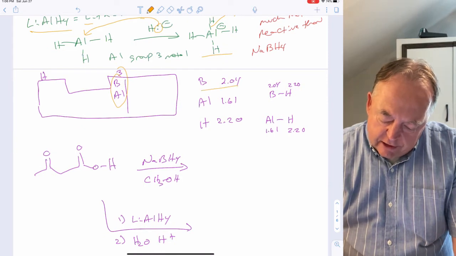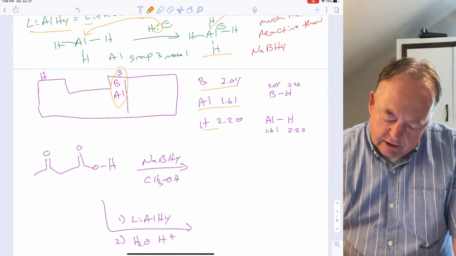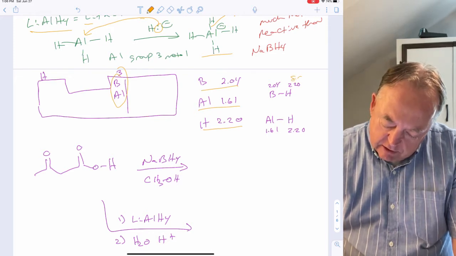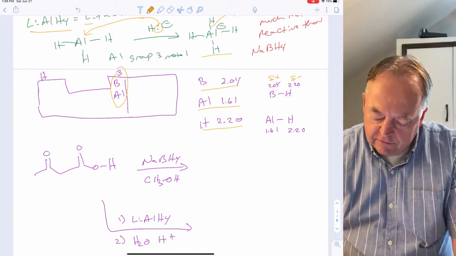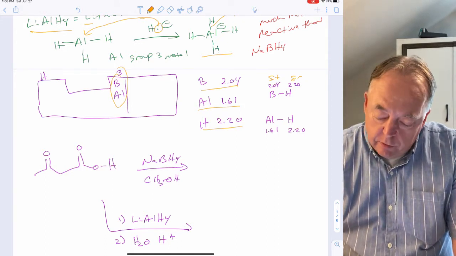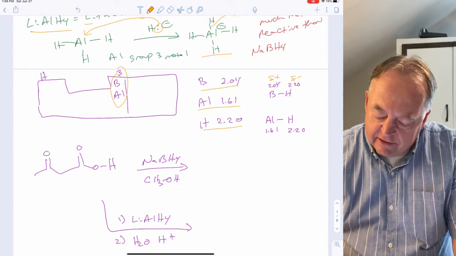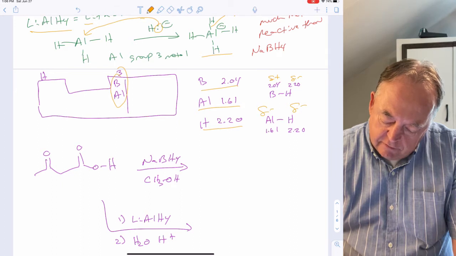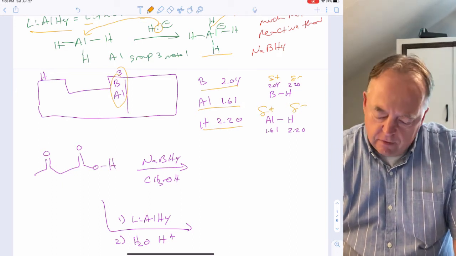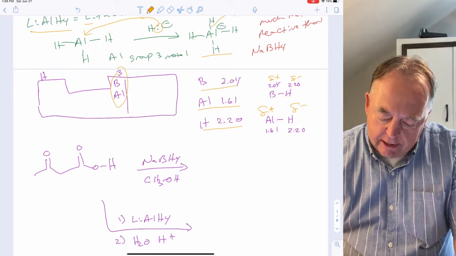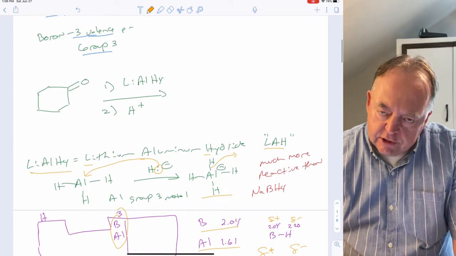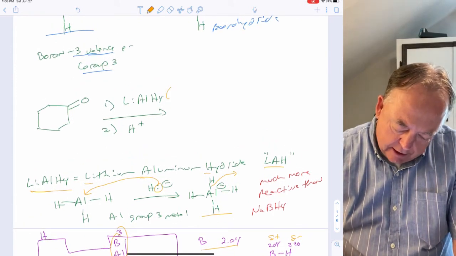Boron has an electronegativity of 2.0, aluminum's is 1.6, and hydrogen's is 2.2. If we look at the BH bond, H has negative charge density and boron has positive charge. Because the electronegativity difference in aluminum hydrogen is much bigger, here the H minus is even more partial negative. So basically aluminum hydride is much more reactive than sodium borohydride is, but they're both just sources of H minus. When you see LiAlH4, you can just think of that as being an H minus.